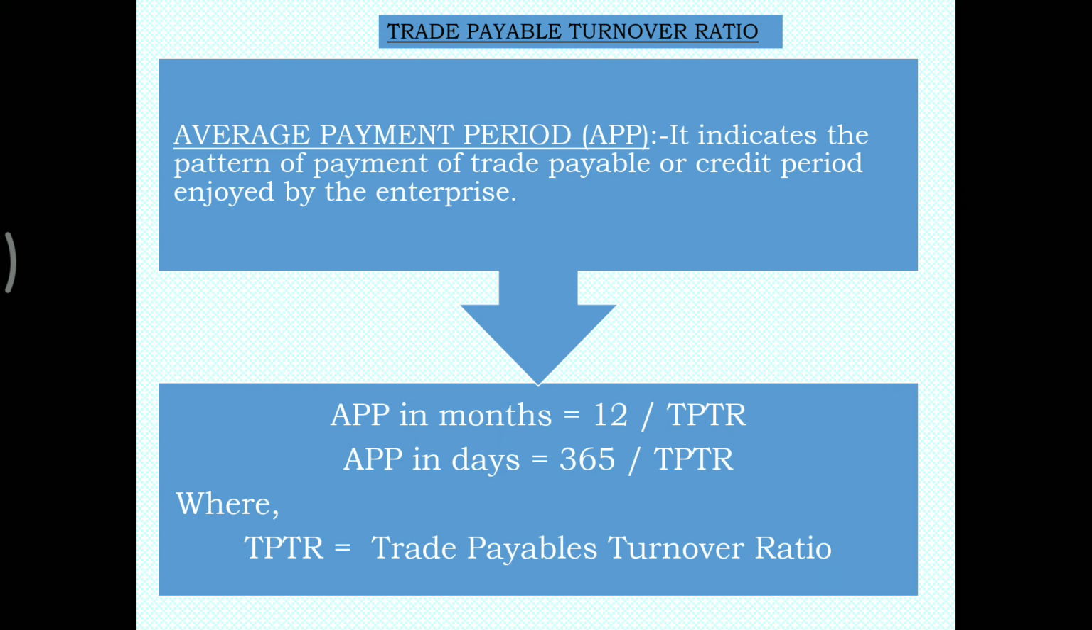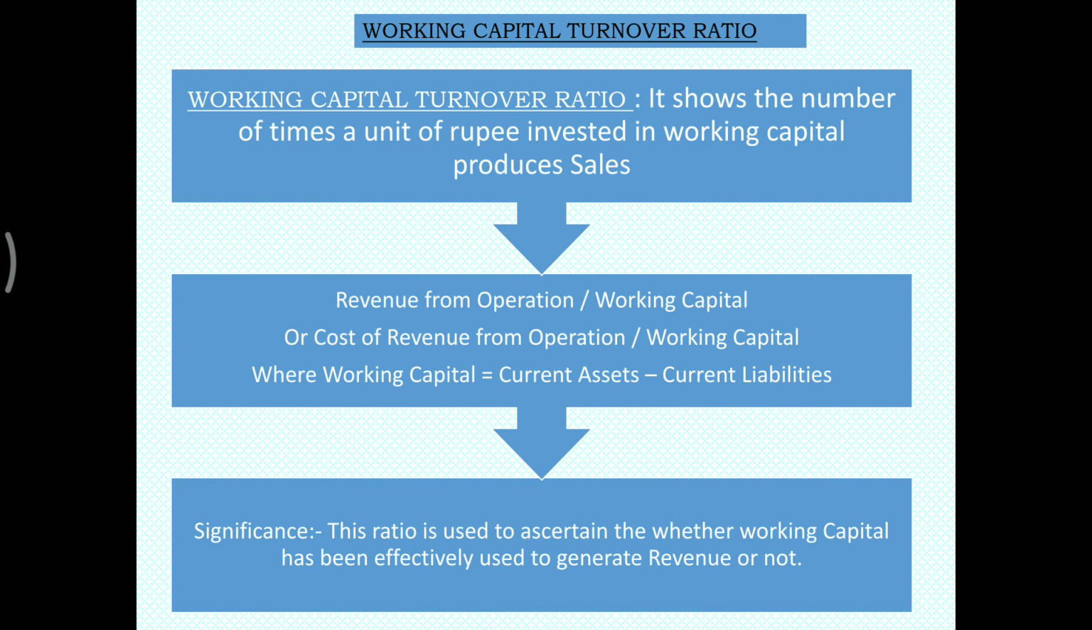Now, the last one is working capital turnover ratio. Working capital, what does it mean? The excess of current assets over current liabilities. See, student, whenever it comes to working capital, it always mathematically, arithmetically refers to net working capital. Okay, always keep in mind.